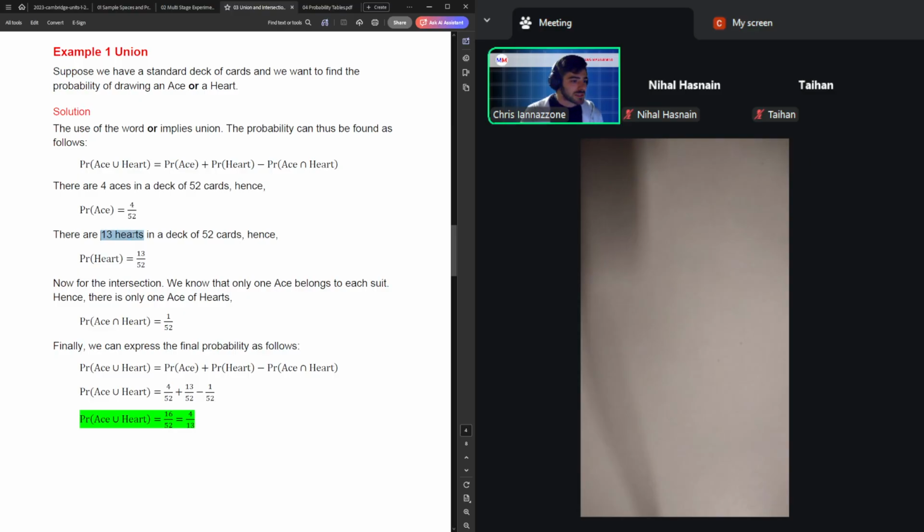Which is why I'm able to immediately say there are 13 hearts in the deck, because it's a quarter of the deck. As for what intersection means here, intersection means it is both one thing and another thing at the same time, which is why when we think about ace intersecting heart, we literally mean the ace of hearts, which of course there's only ever going to be one number paired with one suit in that deck.